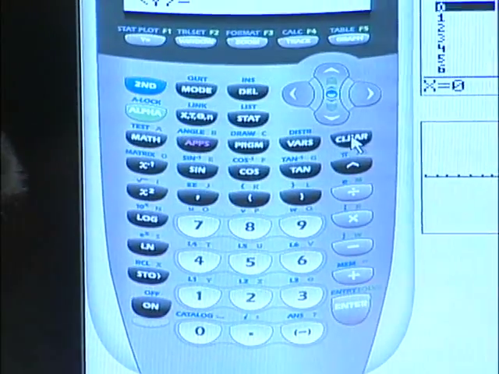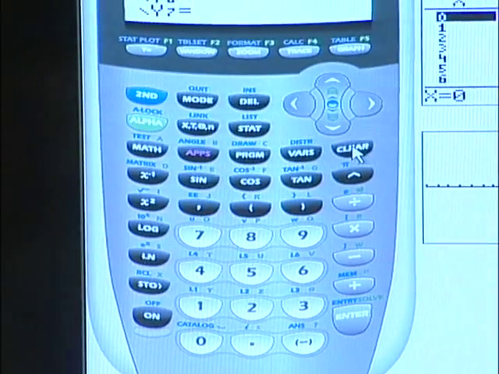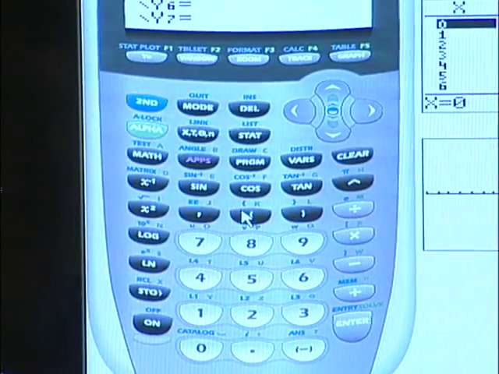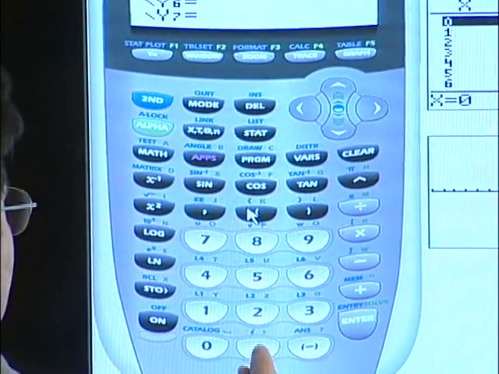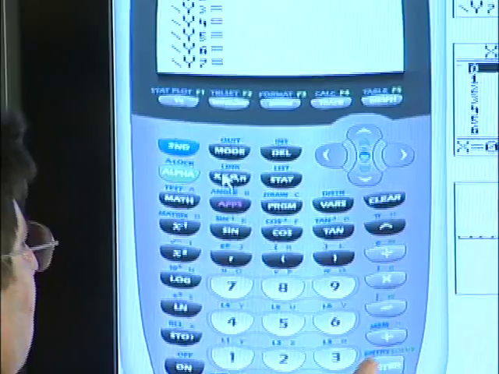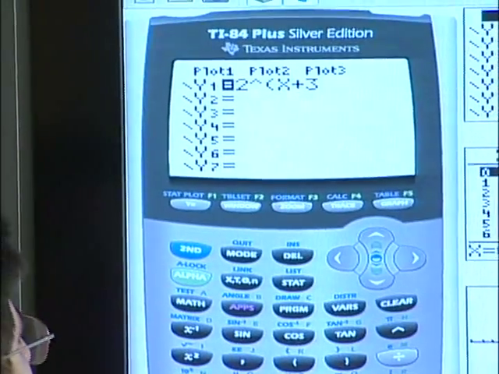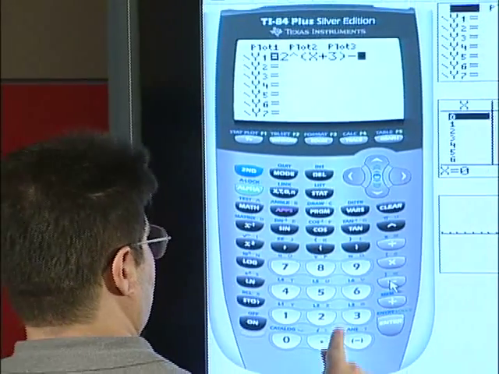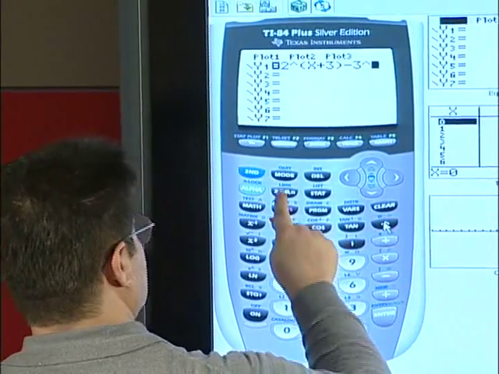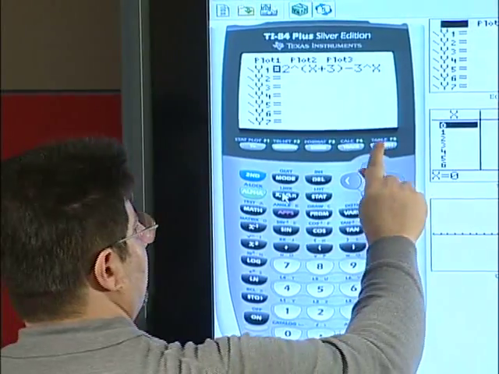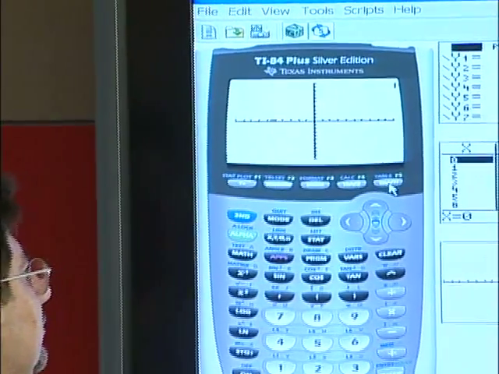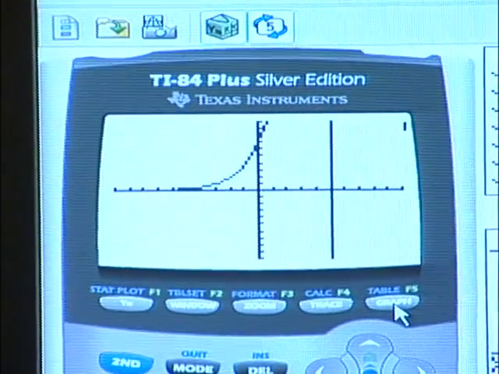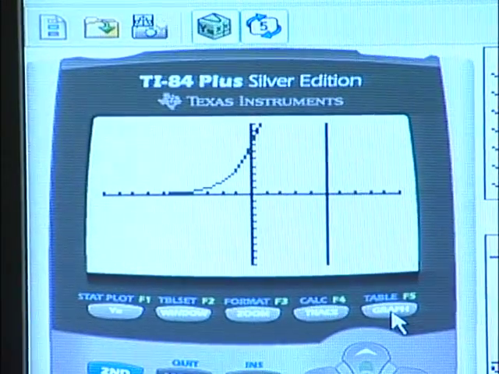We will input 2 to the parenthesis x plus 3 minus 3 to the x. We will sketch the graph. And we will find the x-intercept of the resulting function.